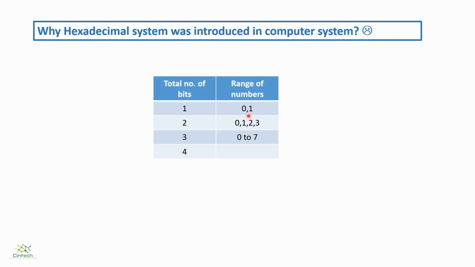When you have a single bit, you can have 0 or 1. Using 2 bits, you can have 2 raised to the power 2, that is 4 total combinations. They are represented as 0 to 3. Similarly, for 3 bits, you have 8 total combinations, that is 0 to 7.